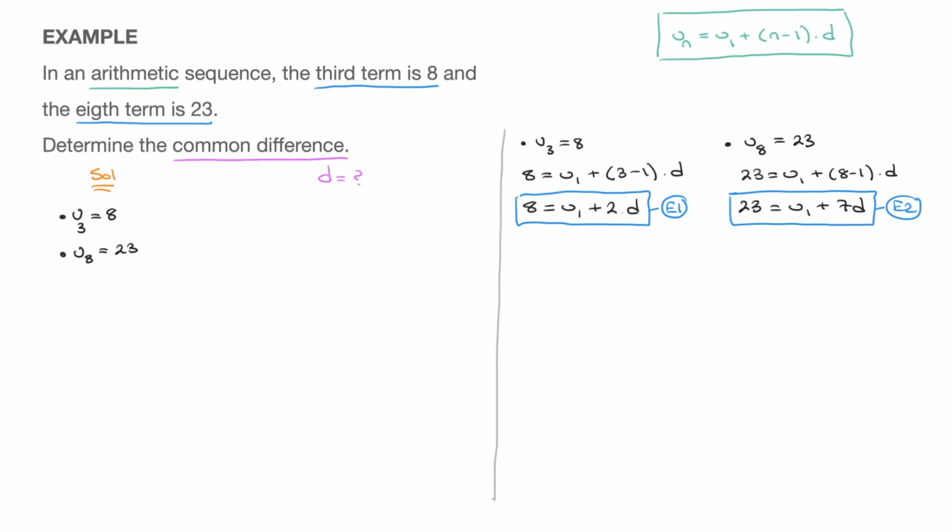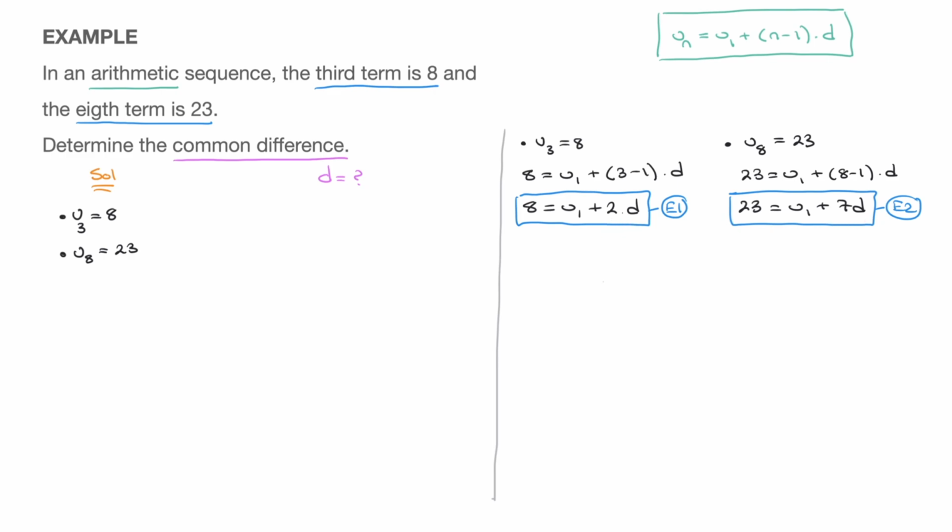Both of these equations contain the unknown we're trying to find. Indeed, they both have d inside of them. But we also notice that they both contain the first term, u1, and, well, we don't know what the first term is. And so the trick here is to realize that if we were to subtract the first equation from the second one, or even the second one from the first one, then we'd eliminate the first term and be left with an equation with one single unknown, which would be the common difference we're trying to find.